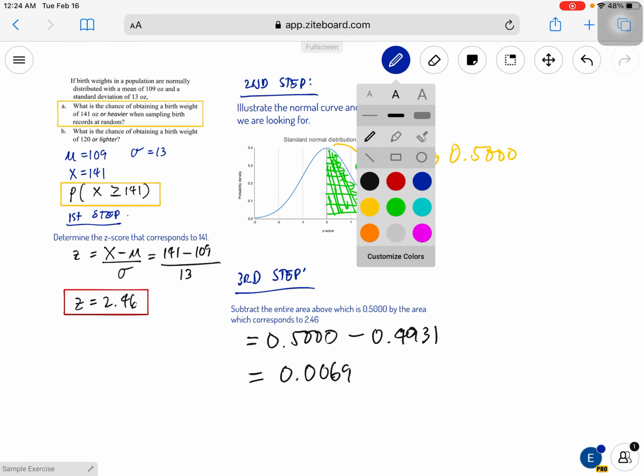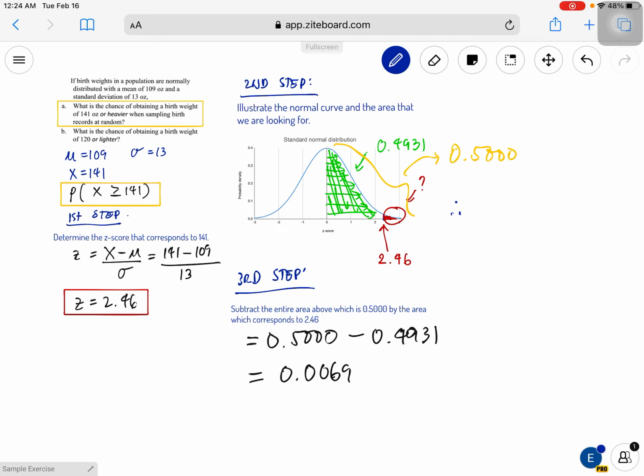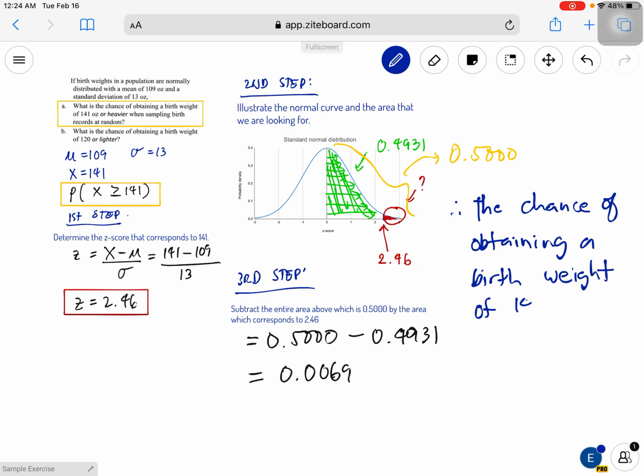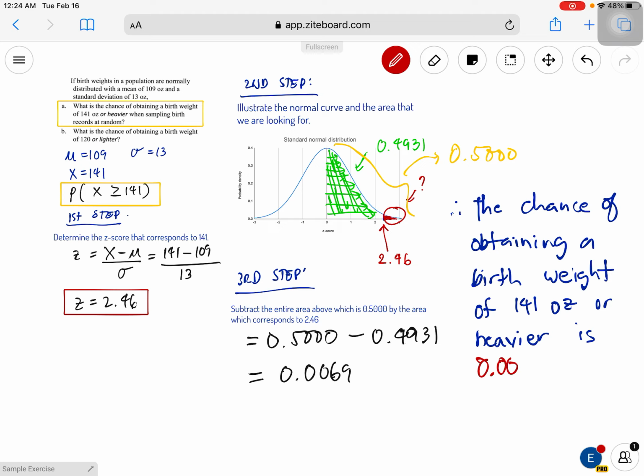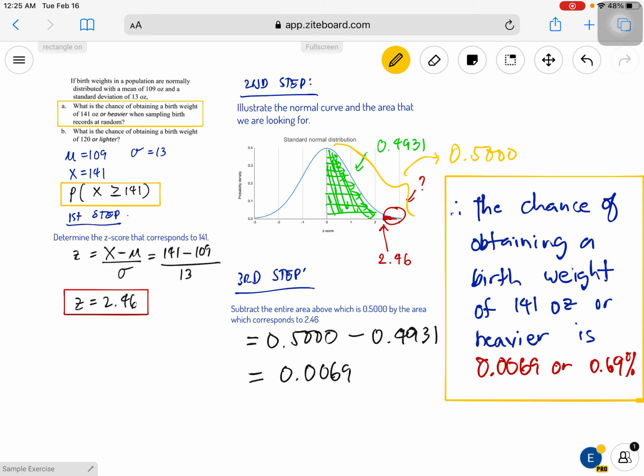So let me just write it here. Okay, therefore the chance of obtaining a birth weight of 141 ounce or heavier is 0.0069, or in percent, this is 0.69%. Okay, and that's our final answer.